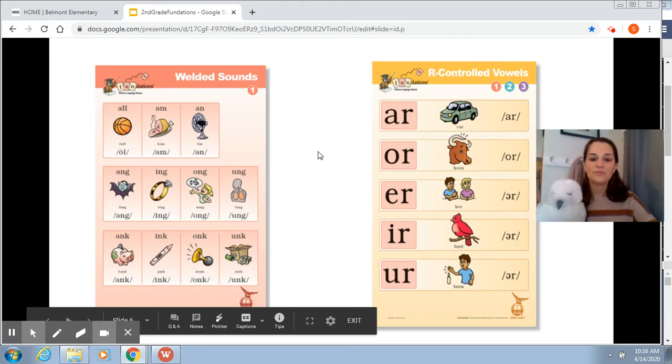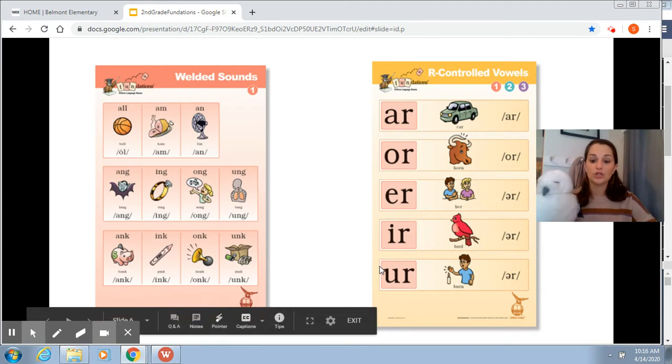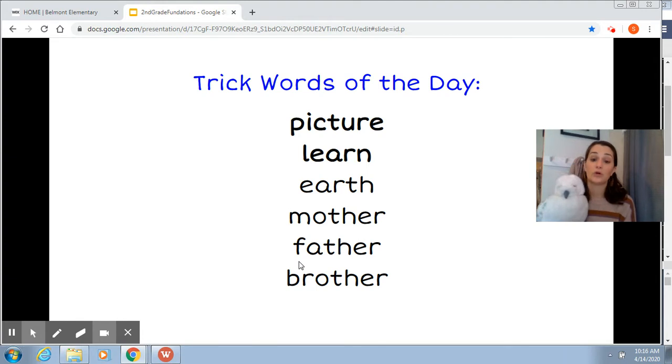Great job. Last but certainly not least, we have our R-controlled vowels. A, R, car, R. O, R, horn, or. E, R, her, I, R, bird, U, R, burn. Excellent, excellent work, friends. Today, we're going to do our trick words of the day in a minute, but today we're going to focus more on our controlled vowels. We're going to focus on ER, IR, and UR, but before we do that, we have to say goodbye to Hedwig. Bye, Hedwig. Thanks for your help.